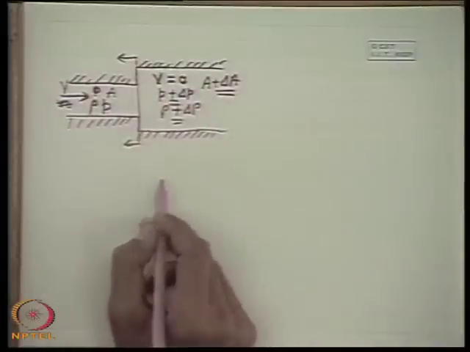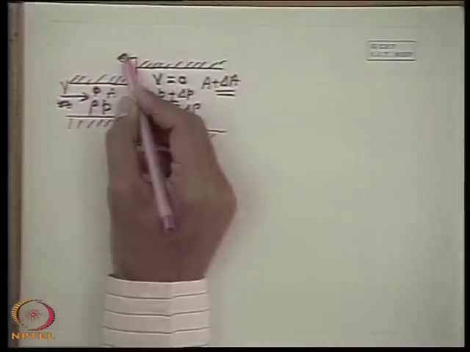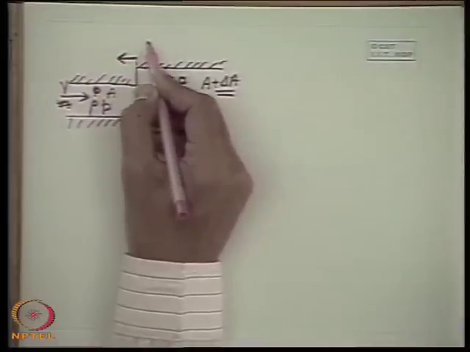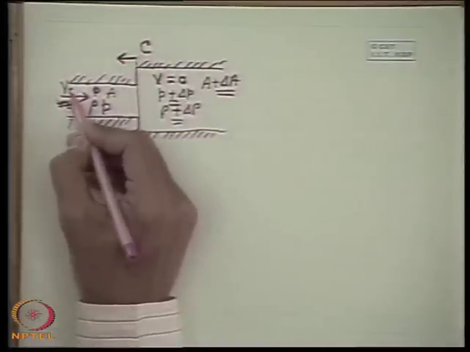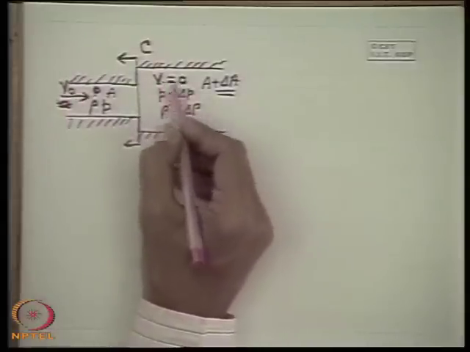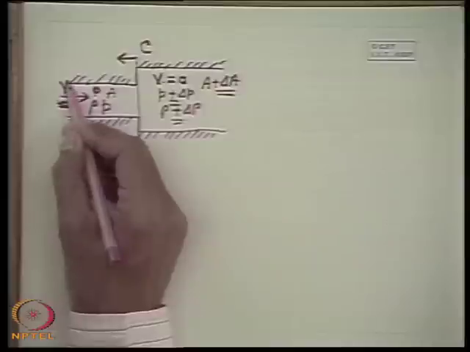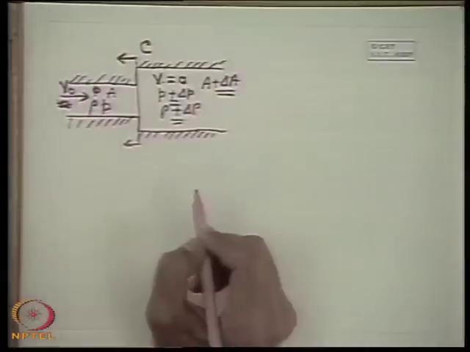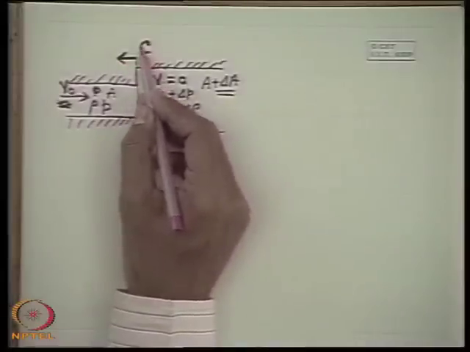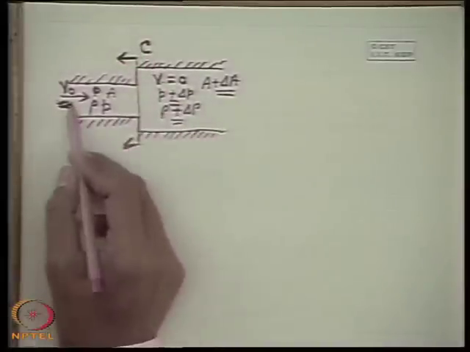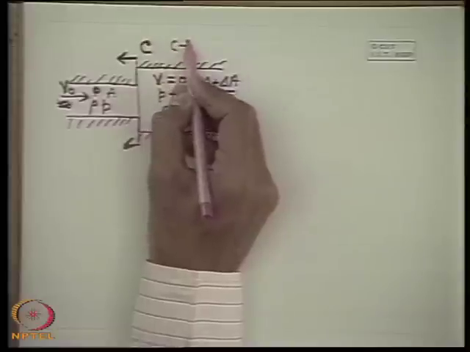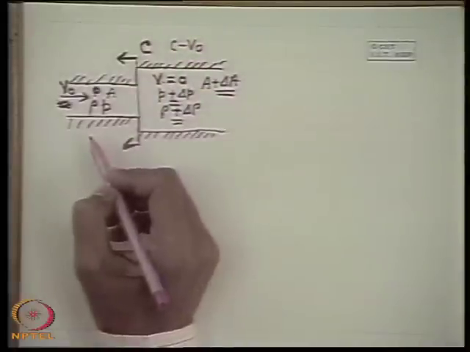Now, let us consider the pressure wave is moving with a velocity C relative to this fluid. Let us consider V0, because otherwise it will make a complication. So here V is equal to V0, here V is equal to V0. That means the initial velocity. So let us consider the pressure wave is moving with a velocity C relative to this undisturbed fluid, that means with this V0. That means the absolute velocity of the pressure wave is C minus V0.